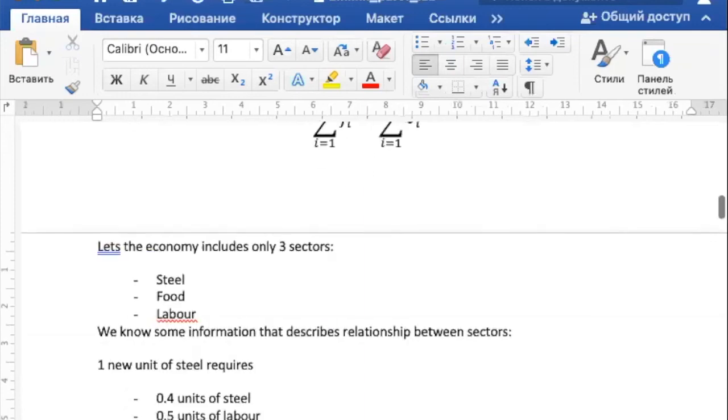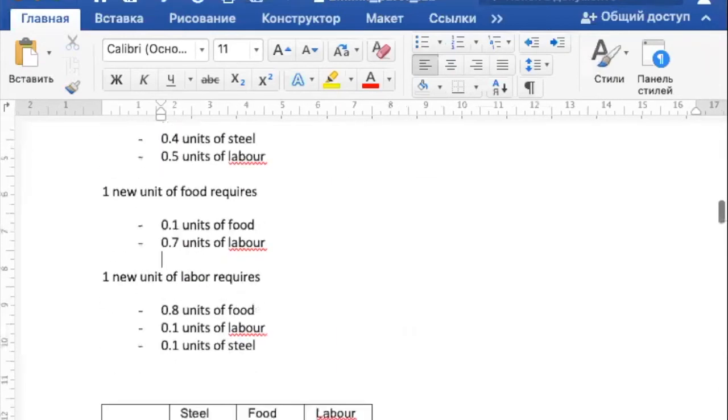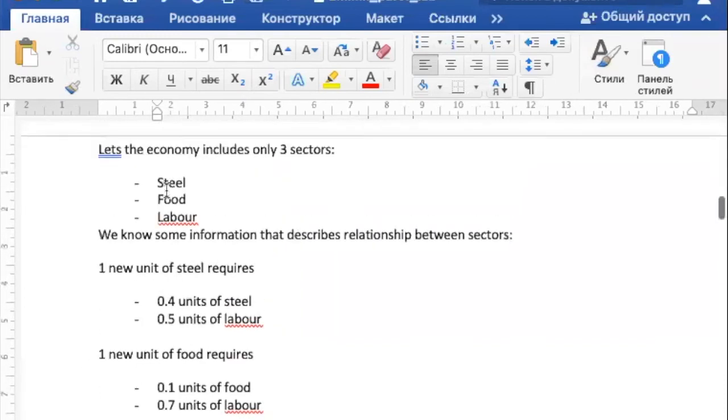First of all, we know that to produce one new unit of steel, it requires 0.4 units of steel and 0.5 units of labor. Then we also know that one new unit of food requires 0.1 units of food and 0.7 units of labor. And also we know that one unit of labor requires 0.8 units of food, 1 unit of labor, and 1.1 units of steel. So our matrix will have such a view, because we talk only about 3 sectors.